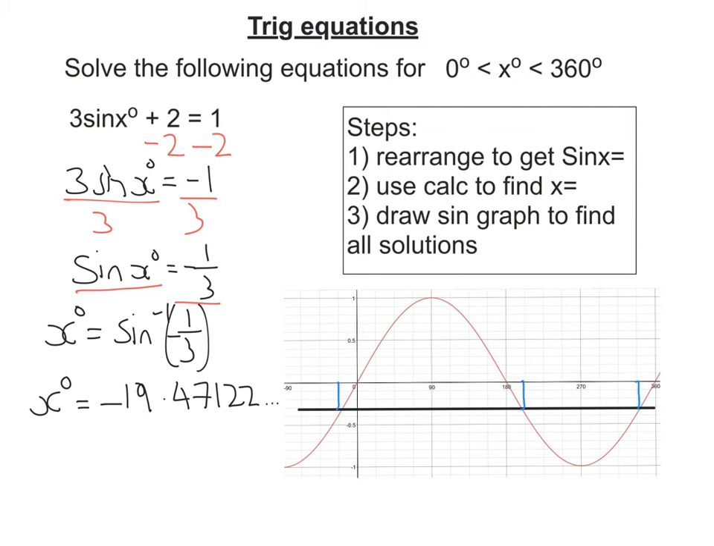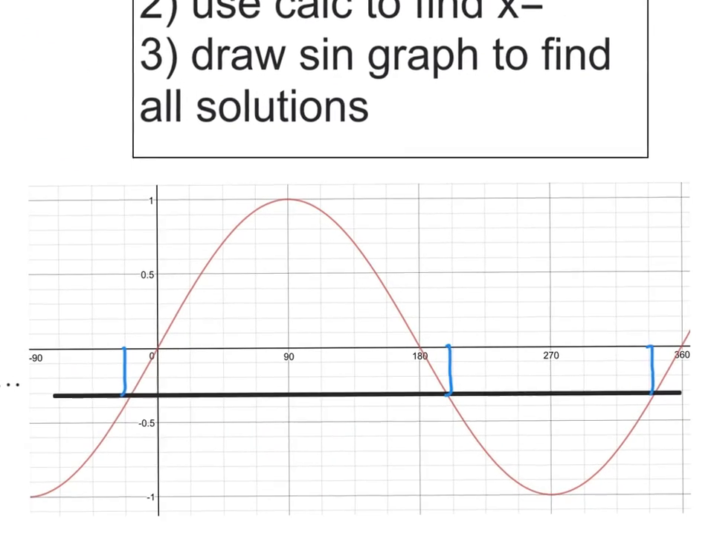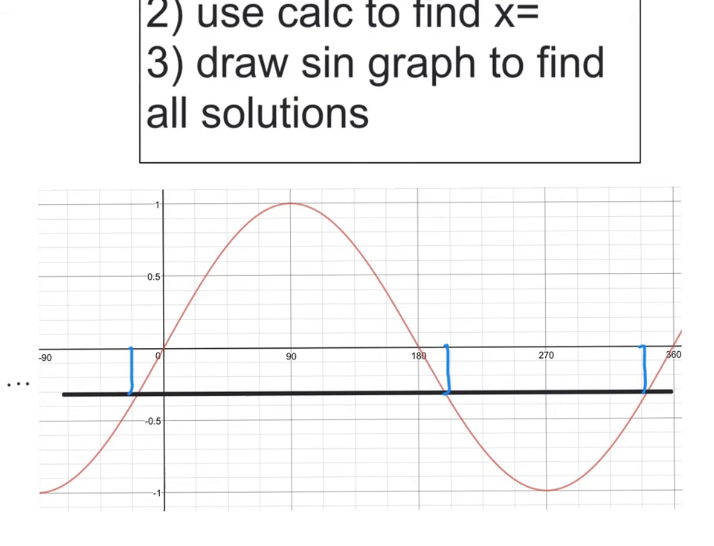Okay, so let's zoom in on our curve to get a better understanding of what's happening here. Okay, so there's our curve there. Now, this value here must be our negative 19.5. Okay, so this distance here must be 19.5. Due to the symmetry of the curve, the distance from 180 to this line here must also be 19.5. So our first answer between 0 and 360 must be 180 plus 19.5.